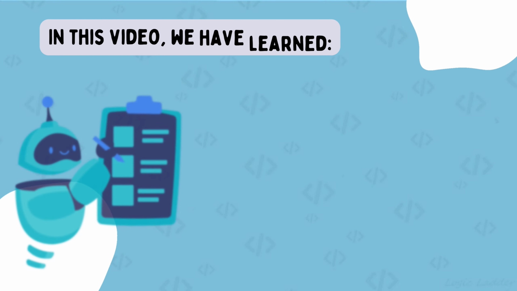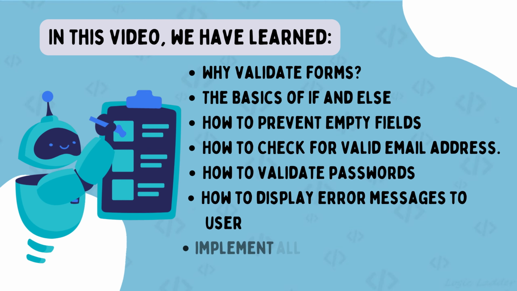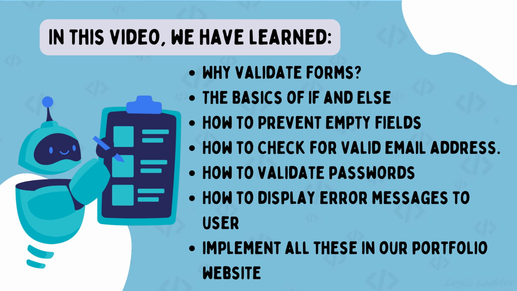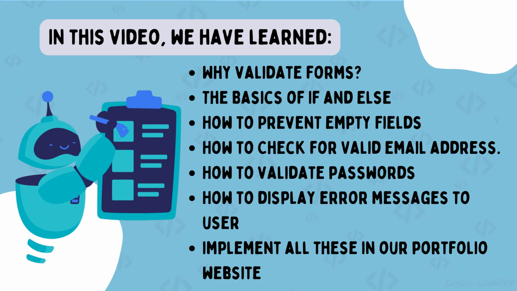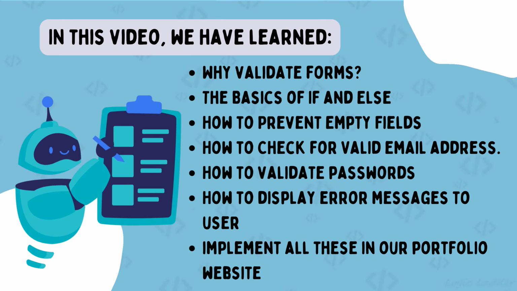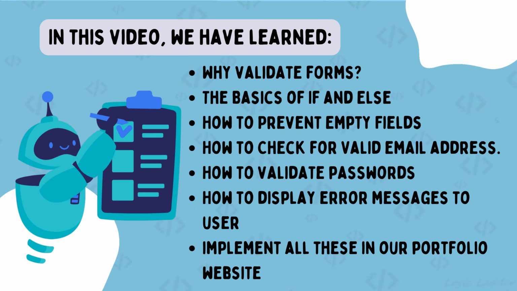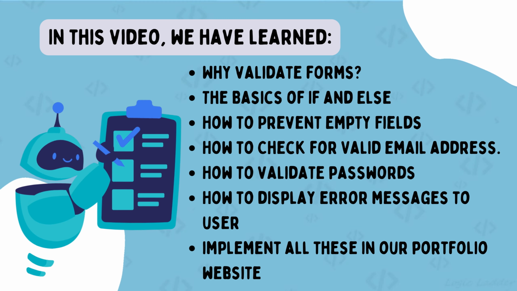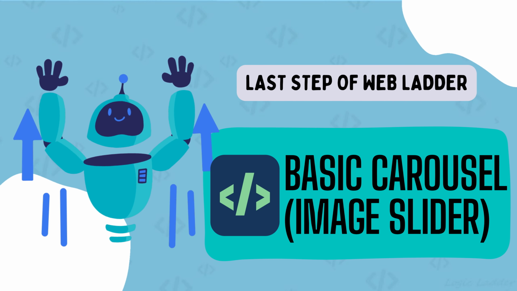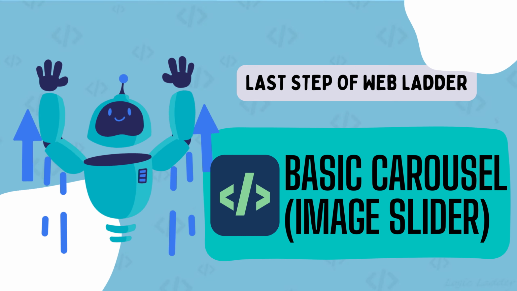In this video, we have learned why to validate forms, the basics of if and else, how to prevent empty fields, how to check for a valid email address, how to validate passwords, how to display error messages to the user, and we have implemented all these in our portfolio website. In the next lesson, we will be ending our course by creating a basic carousel or image slider. See you there.